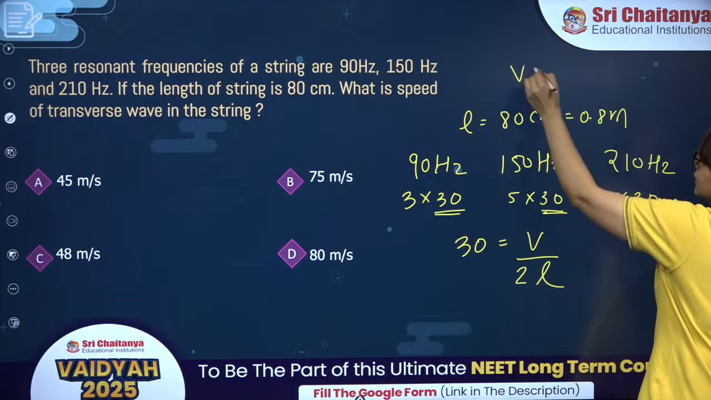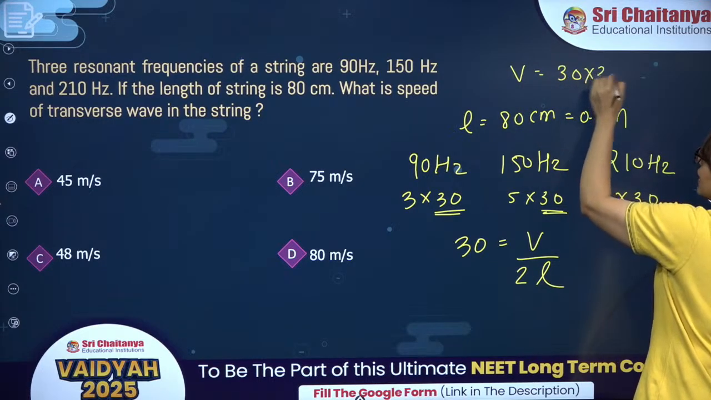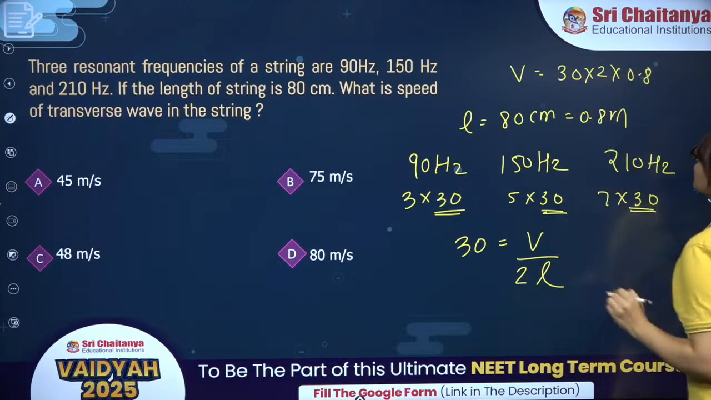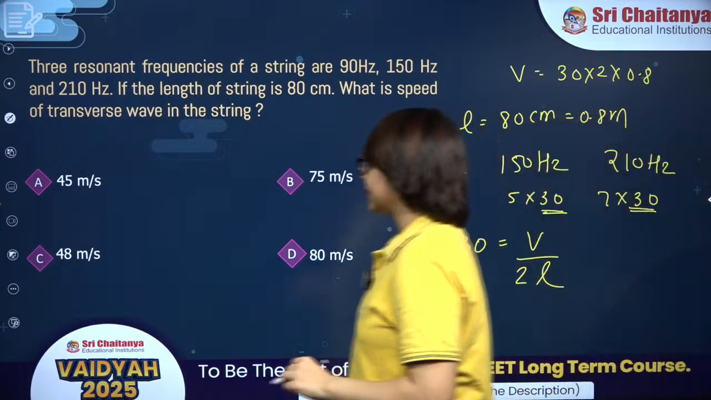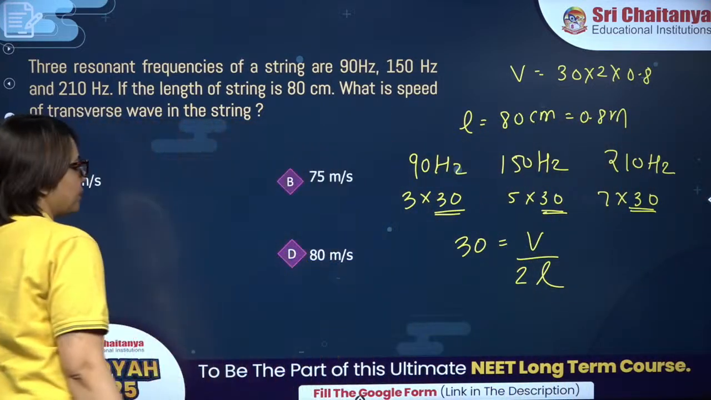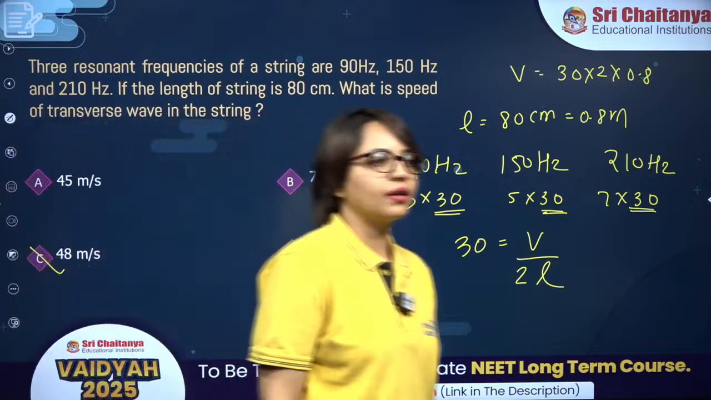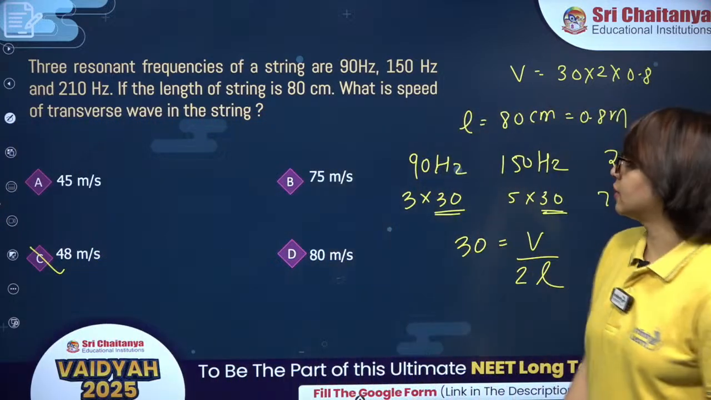So V is equal to 30 times 2L, which is 0.8. So it will be 1.6 into 30, which is 48 meter per second, which is option C over here, right? Well done, guys, well done.